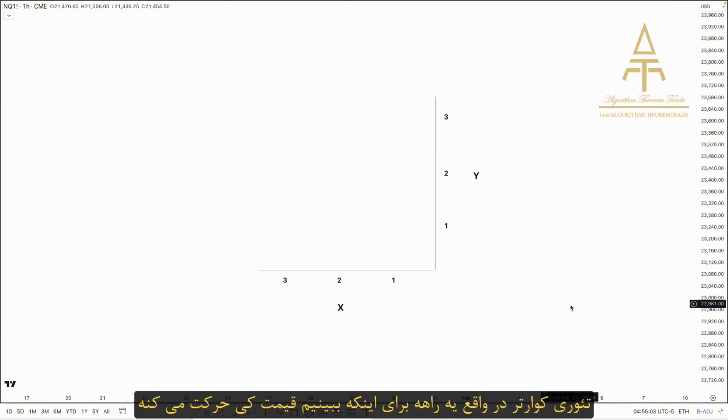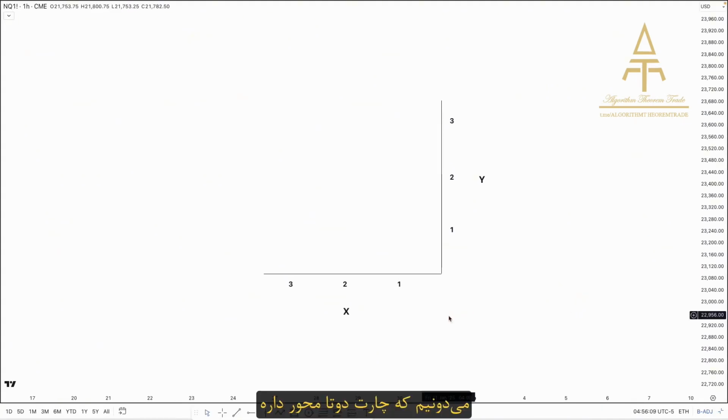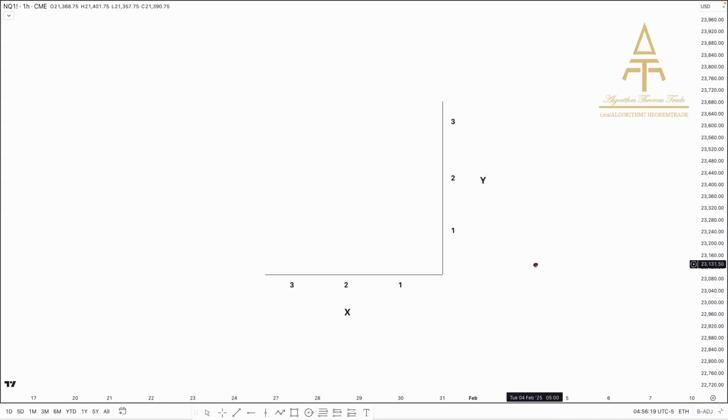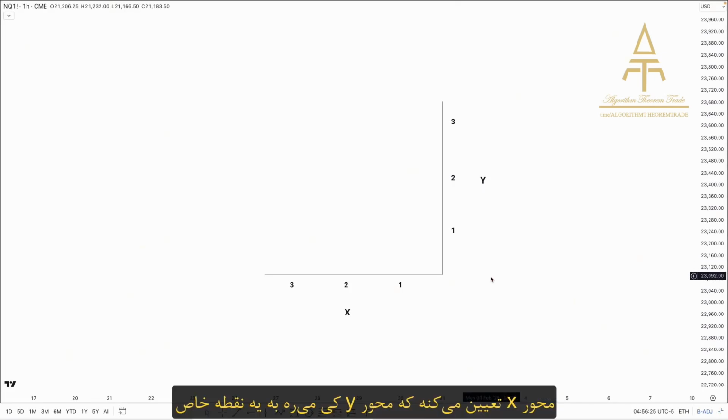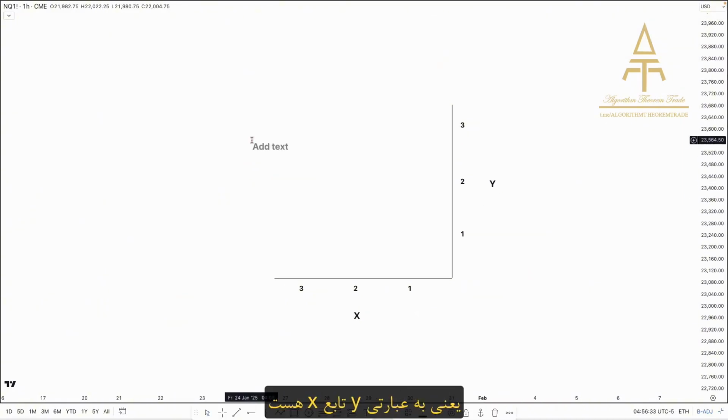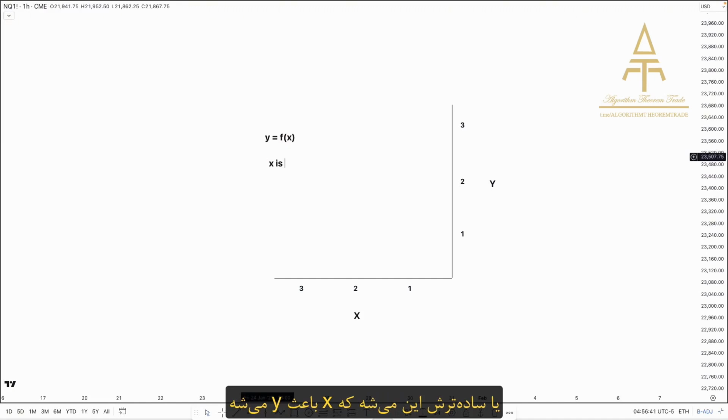So quarterly theory is just a way to dissect when price will move, and we understand that there are two axes to a chart. We have the x-axis, which represents time, and a y-axis, which represents price. Hopefully you can see that. The x-axis will dictate when the y-axis will move to specific points. Or in other words, y is a function of x. Or in other words, x is the cause of y.